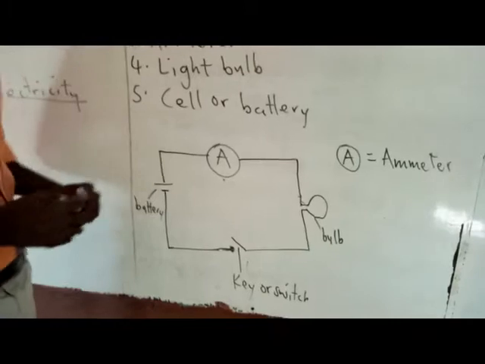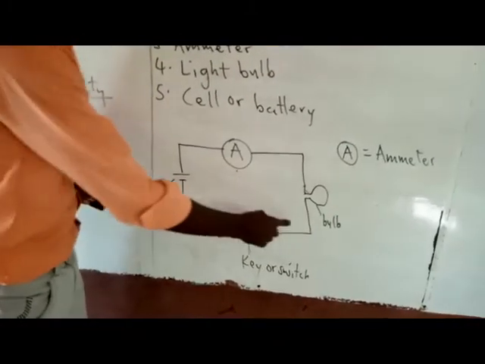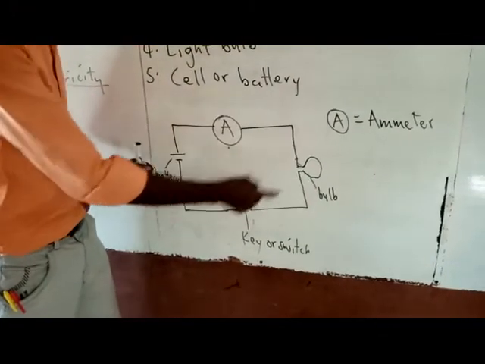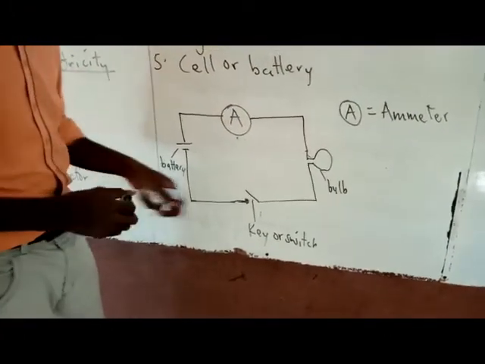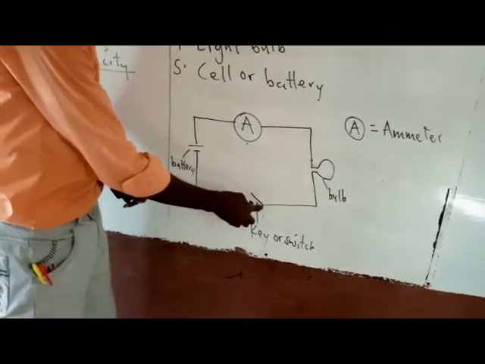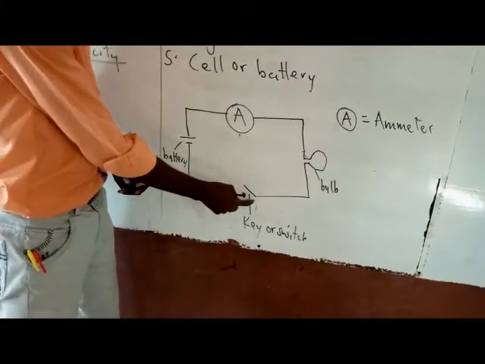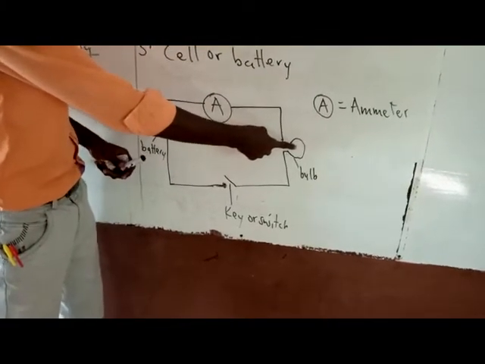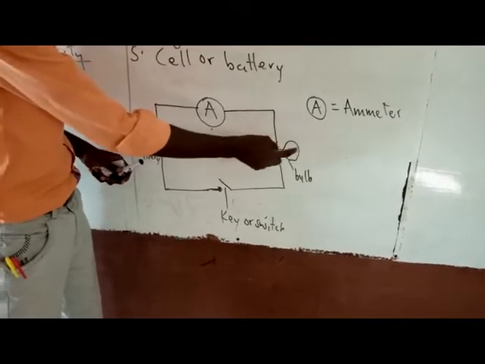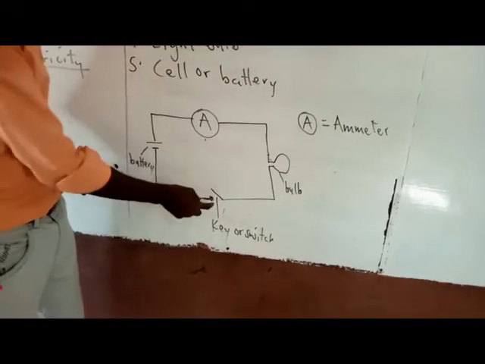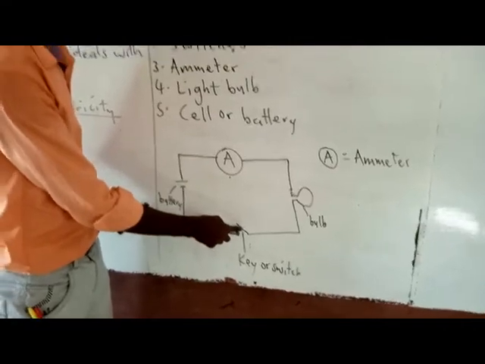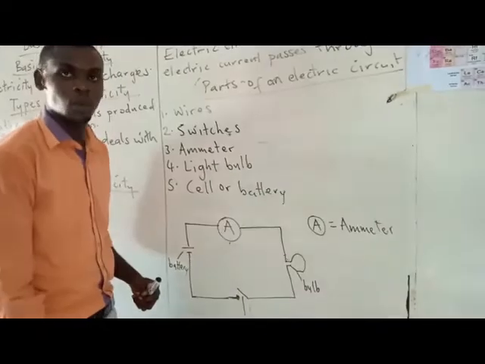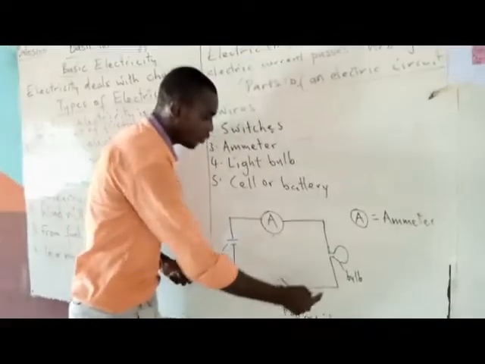Now, in order for electricity to go around in this circuit, the wire must all be connected. Like for example, you notice here that there is a breakage between these two. It simply means that the wire is not connected here. That means electricity cannot get to the bulb. Why? Because the circuit is not complete. Are you following? Now, if you complete this circuit, what will happen? This light bulb will come on. Why? Because electricity can flow around it.